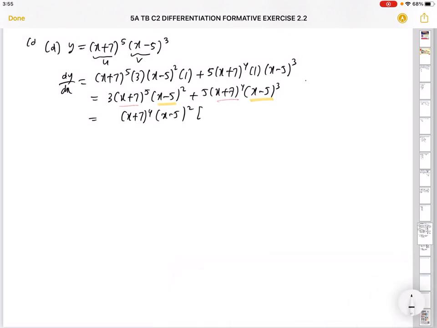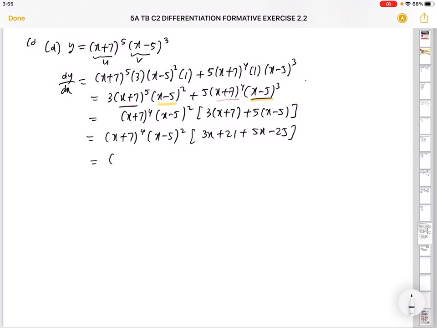Now take note that for x plus 7, power 5 here, I divide by power 4, I'm left with power 1, x plus 7 power 1. And the second one, power 3 here, I've divided by power 2, I'm left with just 5 and x minus 5 power 1, right? Okay, so now we just expand, not the power 5, power 4 and power 2, we just leave those. Expand the second bracket: 3x plus 21 plus 5x minus 25. So when I put it together, I'll get 8x minus 4.